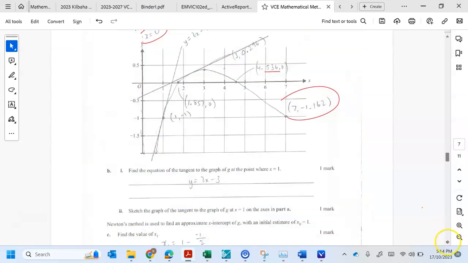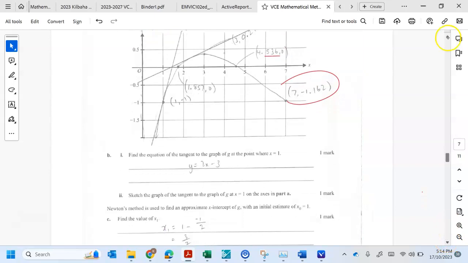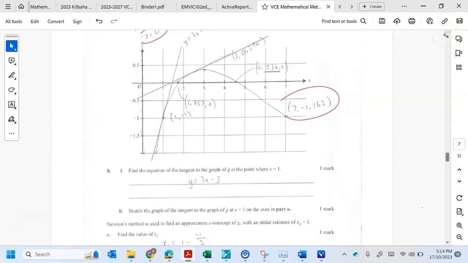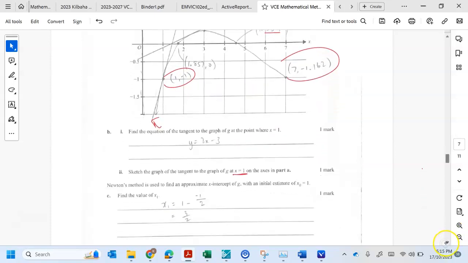All right, sketch the graph. So I've sketched it. Now it doesn't say to label anything. I'm quite surprised. I wonder if that is an oversight when writing that question. But you can see I've drawn the first tangent here, and I've just included that at 1, -1, to show that. But you can also do that on your calculator.